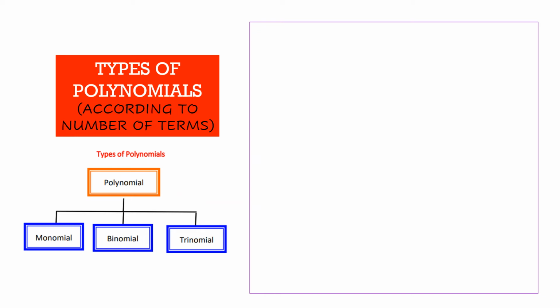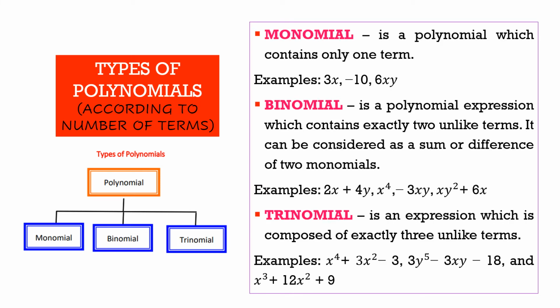And here are the types of polynomials. First, according to number of terms, we can classify it as monomial, binomial, or trinomial. Monomial comes from the word mono, which means 1. So if you count the terms and there is only one term, you call that a monomial. Here are examples: 3x, negative 10, 6xy.